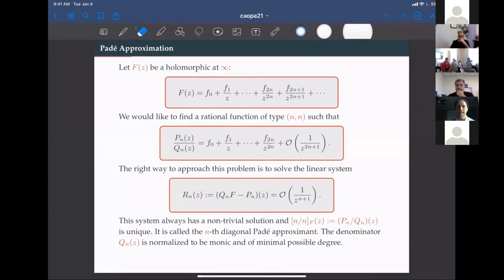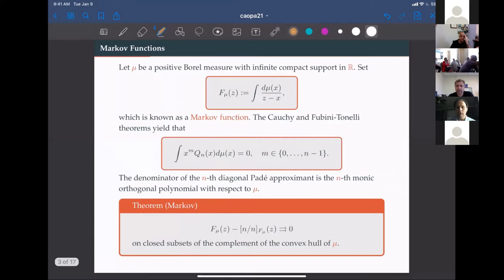If you write this down, that's a linear system in the coefficients of Q and f, and such linear systems are always solvable. The solution might not be unique, but what's great is that if you form the ratio Pn over Qn, it's a unique rational function, which is known as the nth diagonal Padé approximant. And I'm always going to think of the denominator as the monic polynomial of minimal degree, which makes it unique, a non-zero, non-trivial solution, of course.